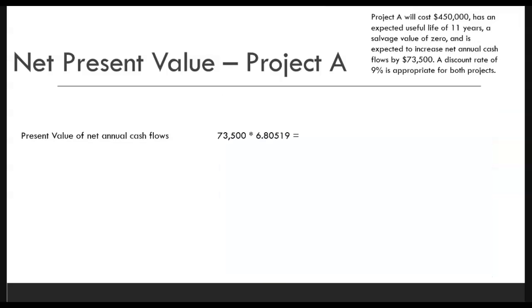So we take that $73,500, those were our net annual cash flows for project A, multiply it by our interest factor, and that tells us that the present value of those net annual cash flows is $500,181.47. So that's step one when finding the net present value. Then we subtract out the capital investment, the cost of this project. That was $450,000. That will tell us that the net present value is the difference of those two, which is a little bit more than $50,000 here.